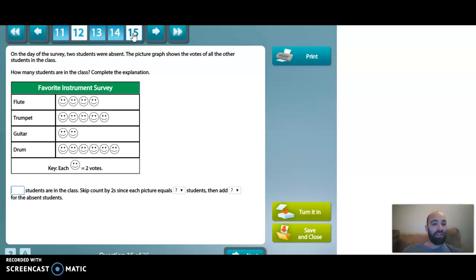On the day of the survey, 2 students were absent. The picture graph shows the votes of all the other students in class. How many students are in the class? Complete the explanation. All right, they're trying to get tricky here on you. Remember, 2 were absent. Here's the picture graph. Here's the key. Blank students are in the class. Skip count by 2, since each picture equals 3, 2, or 1. And then add 0, 1, or 2 students for the absent ones.